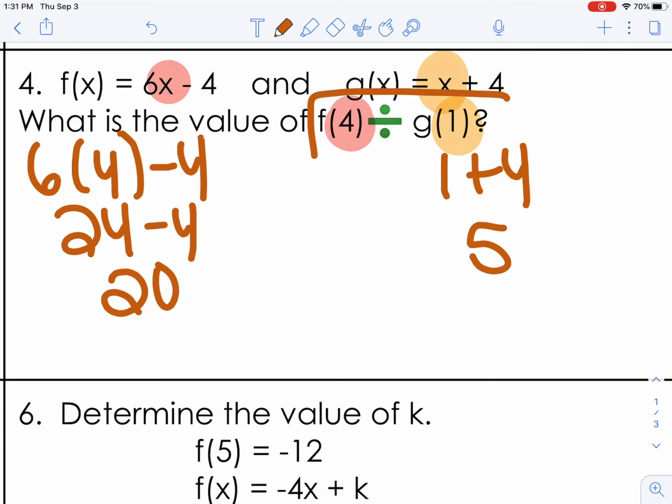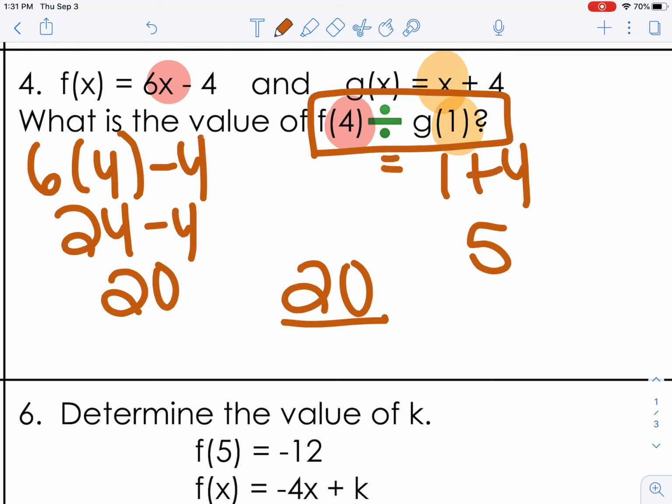Now what do we want to do with those? We want to take f of 4, which is 20, and divide it by g of 1, which is 5. So our answer is 4. 20 divided by 5 is 4.